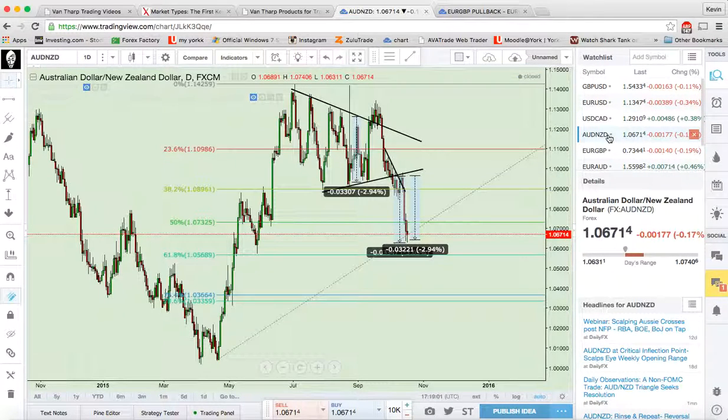Let's look at AUD New Zealand. This was pretty much a breakout trade. As you can see, the price was between these two lines and it broke out towards the downside. How do I trade this? Okay, let me show you guys.